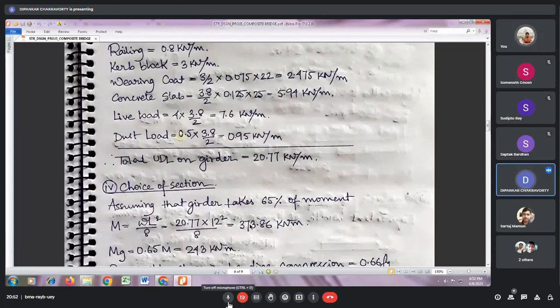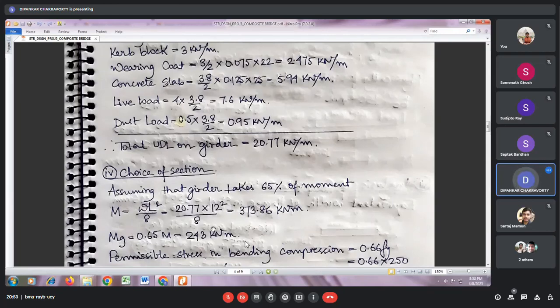Right, it comes on the girder. Now, if you go for the choice of the section, as I told you, since it is a propped construction, every load is resisted by the composite action. Let us assume that the girder takes 65% of the moment alone. It doesn't happen in reality. The composite action takes the entire load, but let us assume that. So with the moment WL square by 8, you get the moment in the girder.